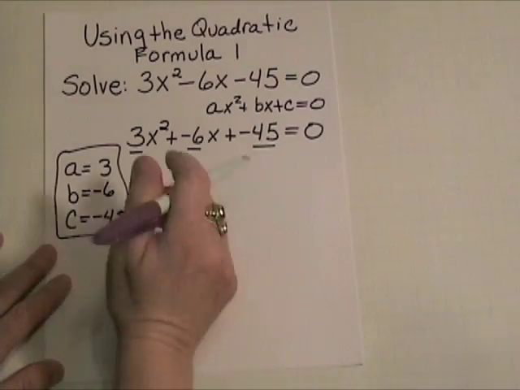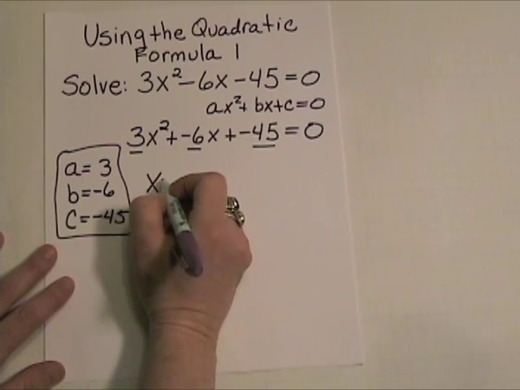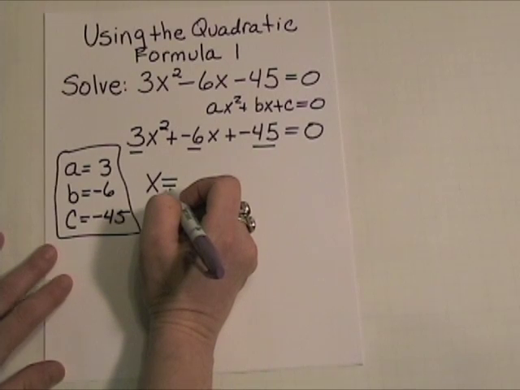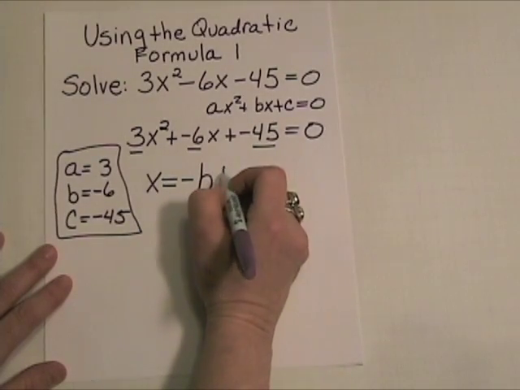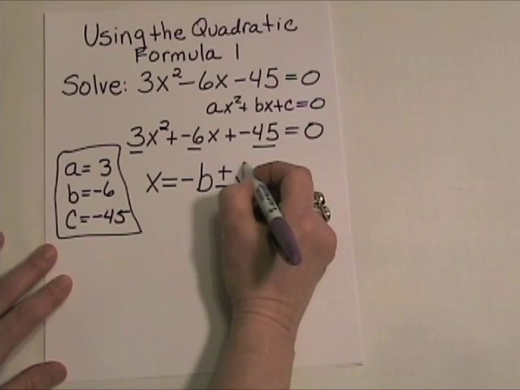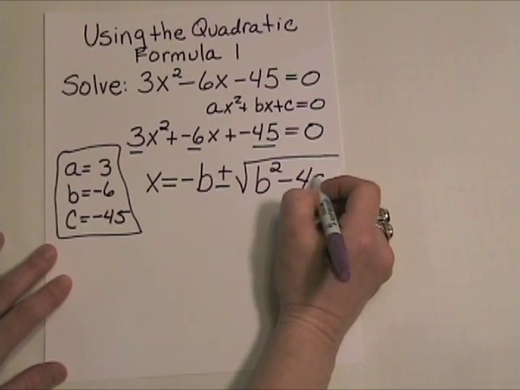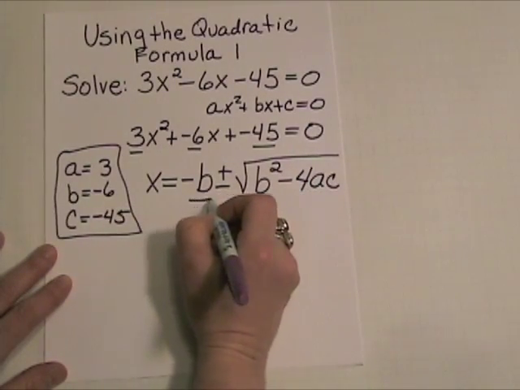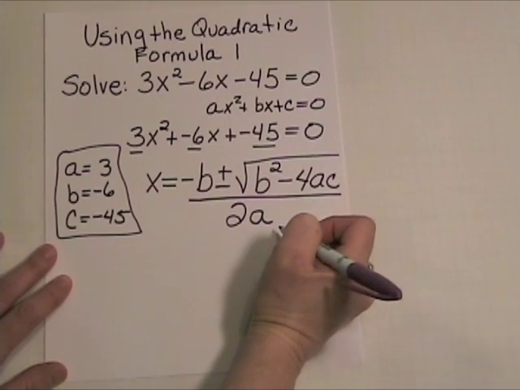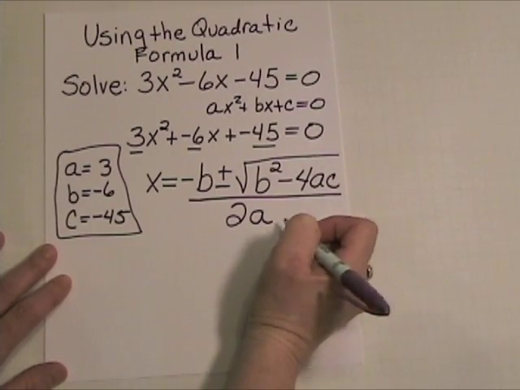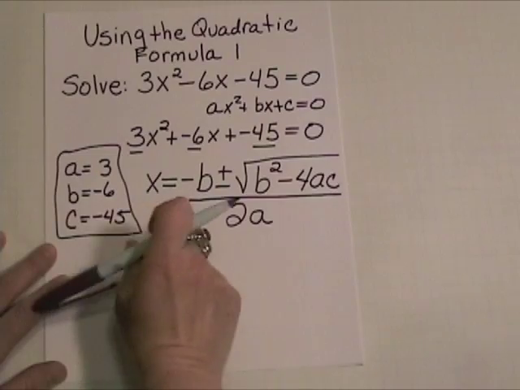Alright, let's go ahead and write our formula. x is going to be equal to, now let's see, I have to sing it, that's the only way I can remember. The opposite of b plus or minus the square root of b squared minus 4 times a times c, all over 2a.